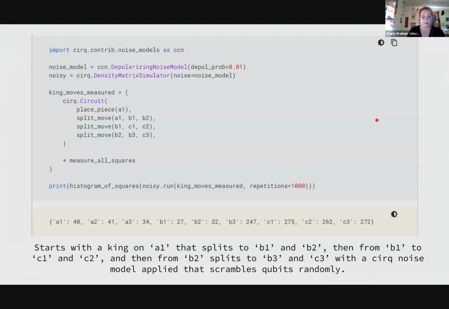So again, the code representing that series of moves. And when you apply a Cirq noise model, you can see that it gets a lot more messy down here. You end up with these stray random pieces that are showing up in places that they should not be.